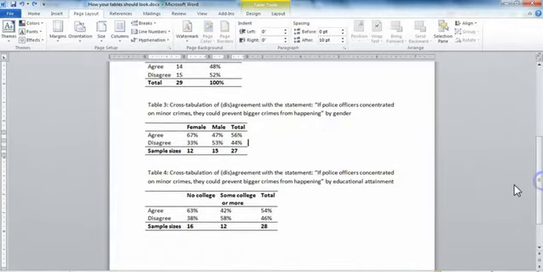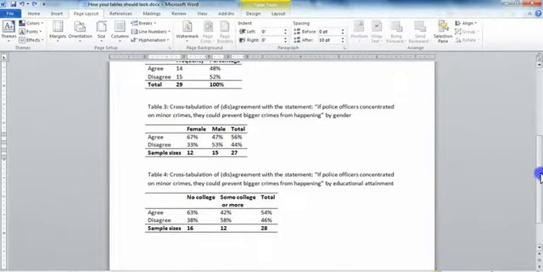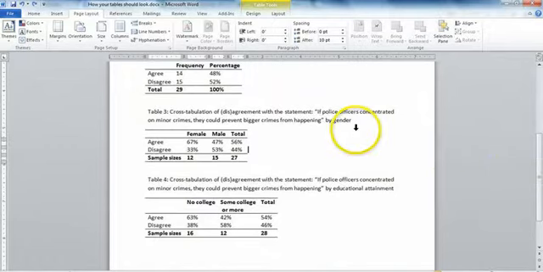Tables 3 and 4 will be cross-tabulations, and what I'm asking you to do is pick the question that seemed to garner a lot of variation or was the most interesting to you. It has to be one of your key opinion questions, and then do a crosstab of that variable by gender for table 3, and then for table 4 find another demographic variable. It can be education, and look at it that way.